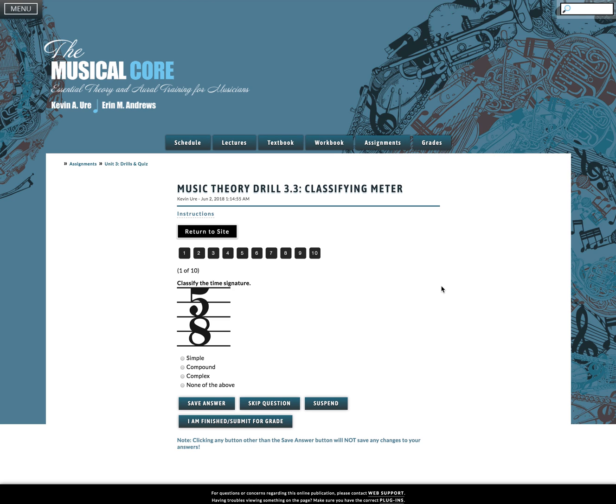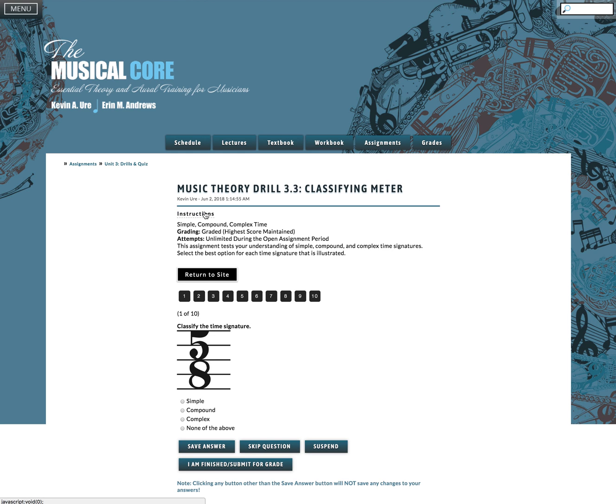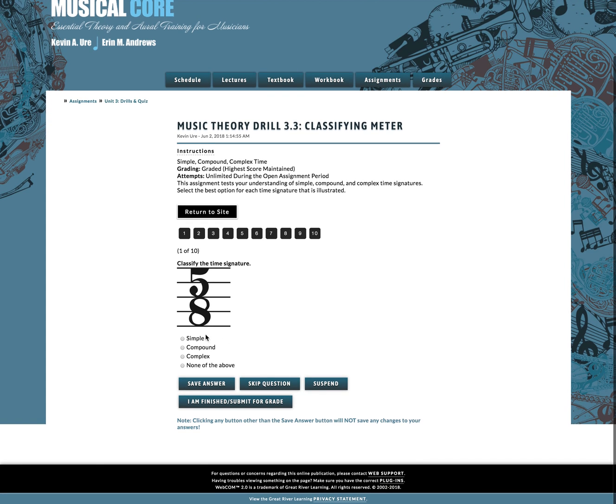So here you just have to classify the time signature. And these are really easy. Remember, a simple time signature has a 2, 3, or 4 on the top. A compound has a 6, a 9, or a 12. Complex is anything else. Might even say that in the instructions. No, it does not. So this does not have a 2, 3, 4, 6, 9, or 12. That makes it complex, because it's not simple or compound.